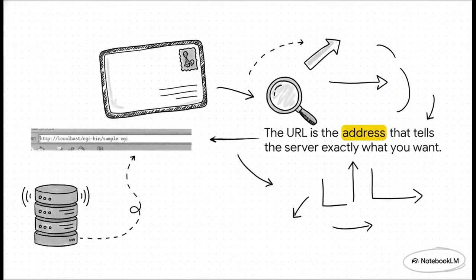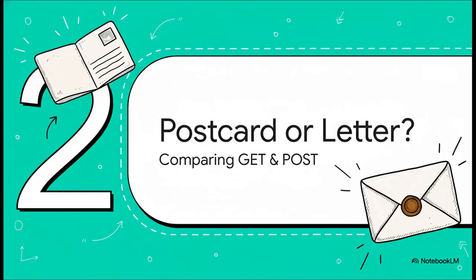Okay, so how does the server know where to find the thing you want? Well, that's the job of the URL. The URL is the full, complete address on your digital postcard. Every single part of it helps guide your request to the exact file or program it needs to find on that server. Now, here's where it gets interesting. Not all requests are the same. The two most common types you're going to run into are GET and POST. And to really get the difference, we could just stretch your analogy a little bit. Are you sending a public postcard or a private sealed letter?